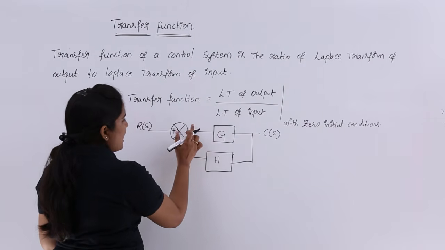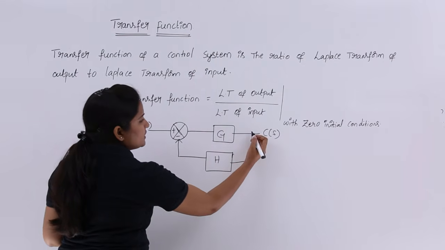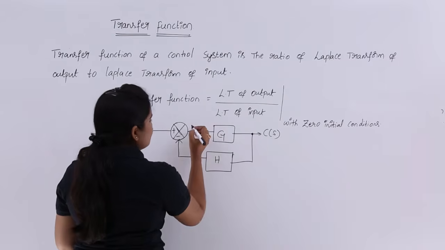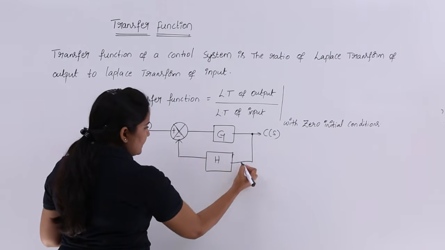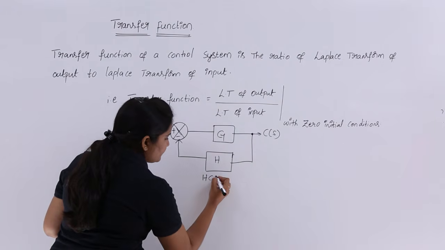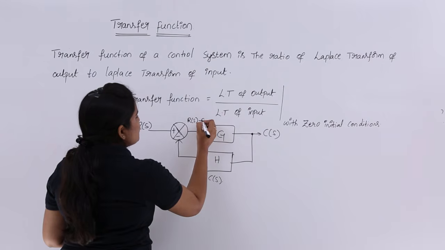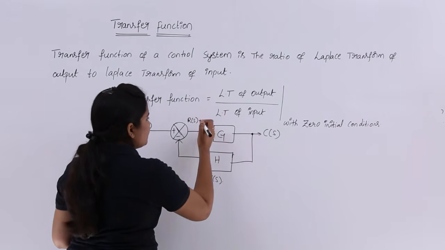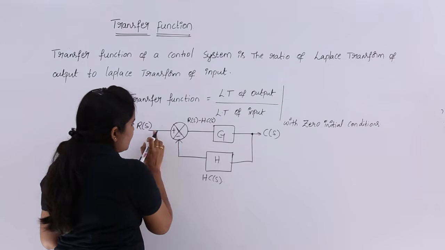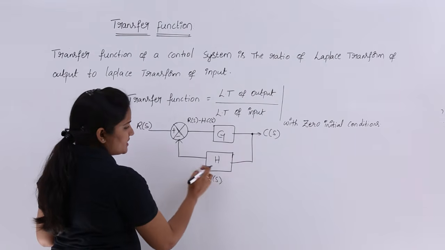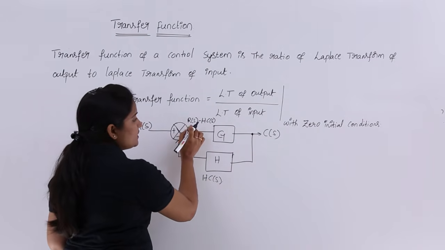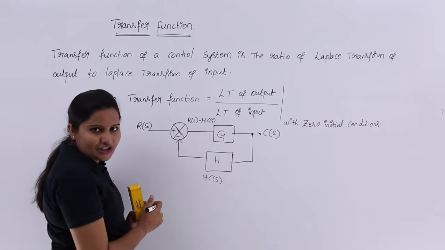Here you can see this is R(S) minus C(S) into H. This is the point of C(S), so C(S) into H. The feedback signal is nothing but H into C(S). So, R(S) minus H into C(S) will be the value at this point, where H is the feedback loop gain and C(S) is taken as feedback with the gain H. So, the value here is equivalent to R(S) minus H into C(S).